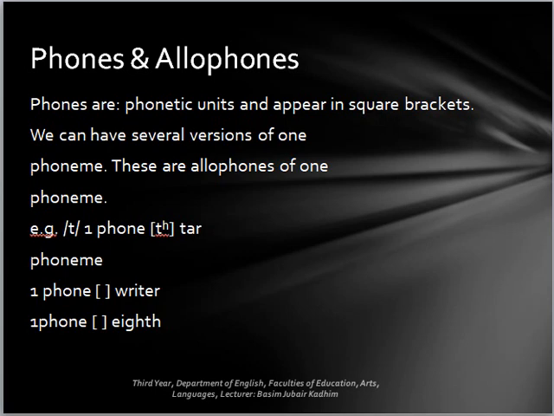Now, if you talk about the phoneme /t/, for example in tar, this [t], which is with aspiration, is one realization or one version of the phoneme /t/. Then the second one, the [t] in writer, which is mostly pronounced differently, is another version of the phoneme /t/. And the third one, in eighth, which is almost silent, is again another version of the phoneme /t/.